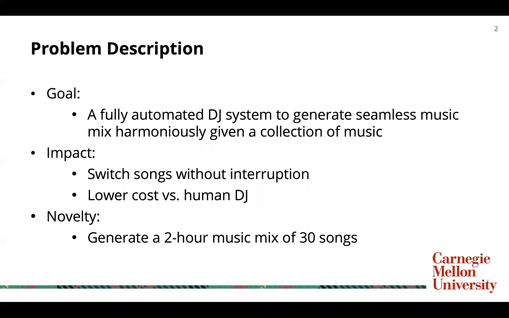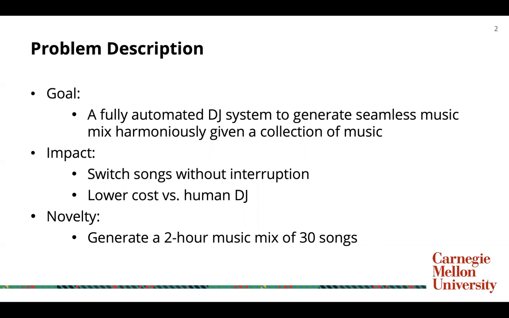In most music software, every time we switch from one song to another, there will be an interruption in the listening experience. Many songs also have a long intro and outro, which can lessen the audience's excitement, especially in a music festival. So our team decided to implement an automated DJ that can generate a seamless music mix, harmoniously given a collection of recorded music. The automated DJ will offer a better listening experience for the audience while also having a much lower cost than a human DJ.